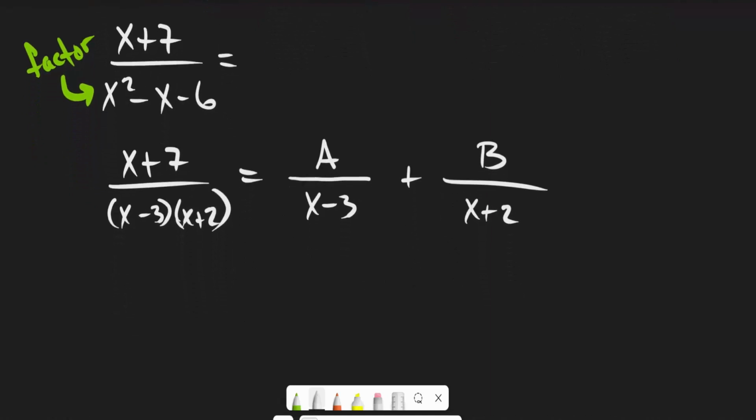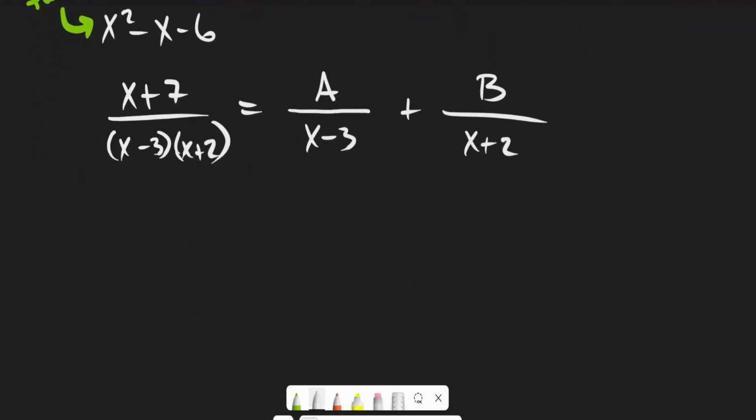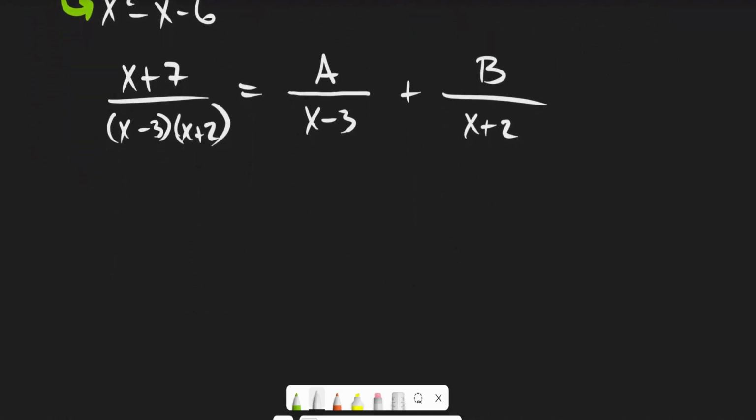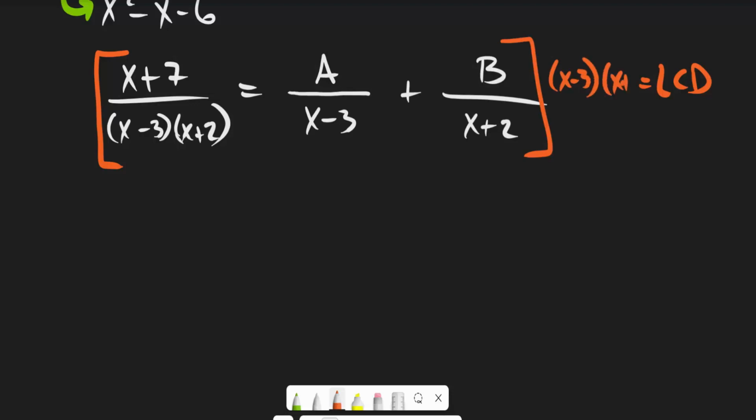So next, I'm just going to scroll down a little bit here, and I'm going to get rid of all the fractions. The way I'm going to get rid of all the fractions is I'm going to multiply the whole equation by the LCD. Okay, remember, LCD stands for lowest common denominator, which in this case is going to be x minus 3 and x plus 2. Now, how many times are we going to multiply this in? We're going to multiply it in once here, and once here.